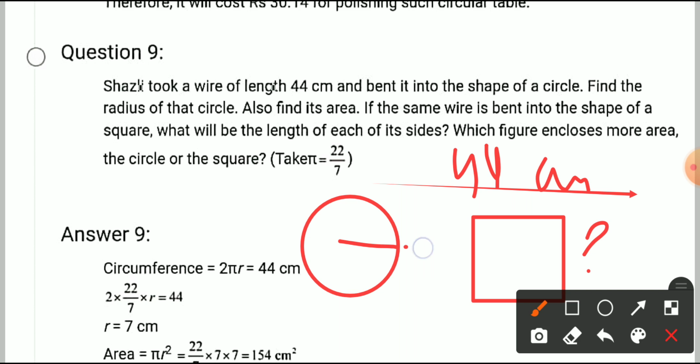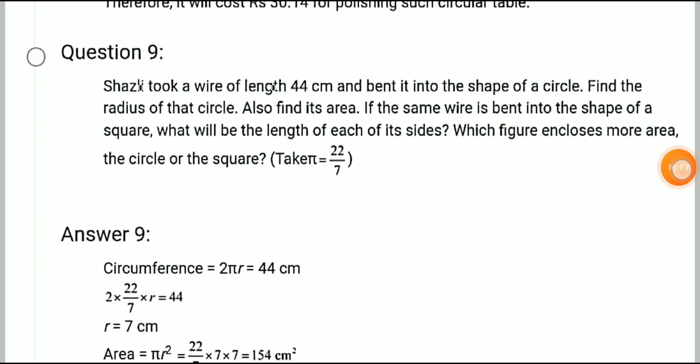So the circumference of a circle is equal to the perimeter of the square. Yes or no? And both are equal to 44 centimeter. So with this equation we are going to calculate the radius as well as the side of the square. See how?